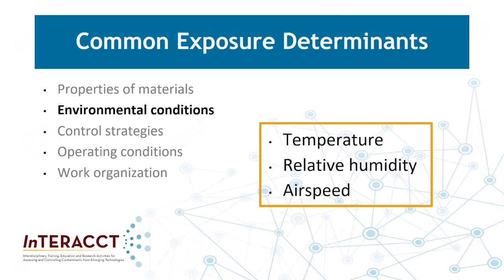Environmental conditions like temperature, relative humidity, and airspeed can affect the behavior of materials in the workplace, but they can also impact the activities of workers. For example, increased temperature will tend to increase emission of volatile chemicals, increasing exposure, but increased temperature may also slow the work rate of workers, which could increase or decrease exposure. Airspeed, such as produced by ventilation or wind, may influence the direction and dispersion of plumes, thereby affecting exposures.